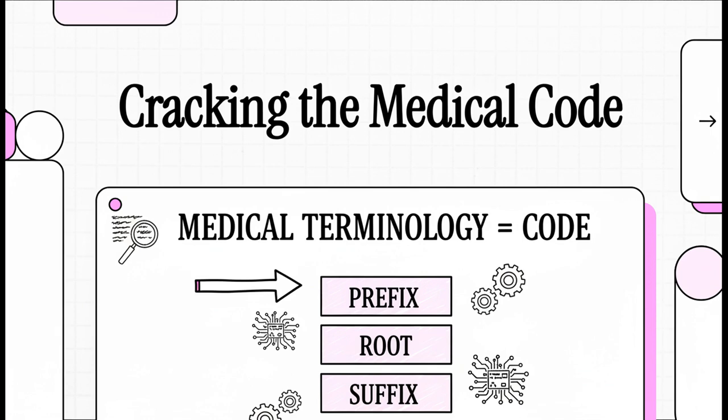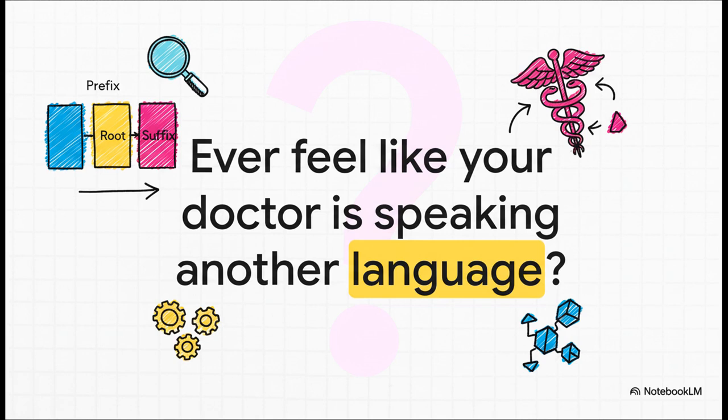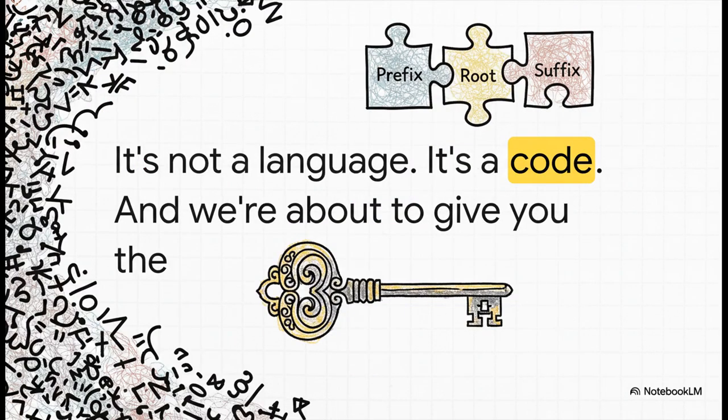So, let's get started. You've totally been there, right? You're sitting in the doctor's office, you're nodding along, but inside your head you're thinking, what on earth does hypertension actually mean? Or what's an appendectomy? It's a super common feeling, but I promise you that confusion is about to end. See, what seems like this complex foreign language is really just a simple code built from a few reusable parts. Think of this explainer as your own personal decoder ring. Let me show you exactly how it works.